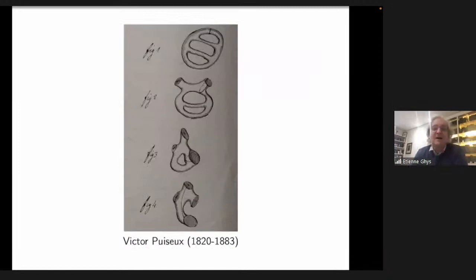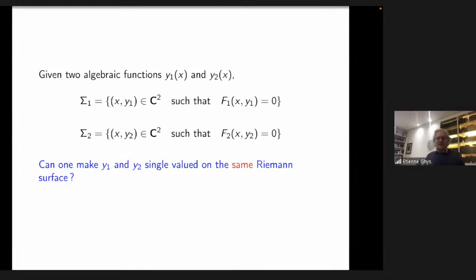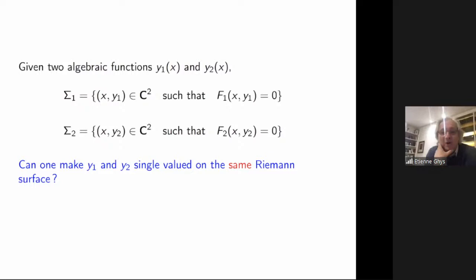Okay, so let me go on now. The question that you can ask is the following: instead of having one algebraic function y of x, suppose you have two algebraic functions y1 of x and y2 of x. So the first one is defined by a polynomial equation f1 of x, y1 is equal to 0. And the second one is f2 of x, y2 is equal to 0. I told you it's very easy to make each of them single valued on a Riemann surface. And the question, which is very natural in the spirit of Riemann, is can you make both of them single valued on the same Riemann surface? It's fundamental. You have two algebraic functions, you want to add them or multiply them or do something with them. And it would be very useful to have them defined simultaneously on the same Riemann surface.